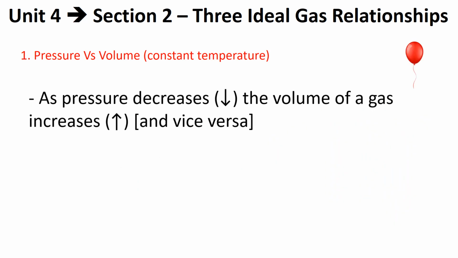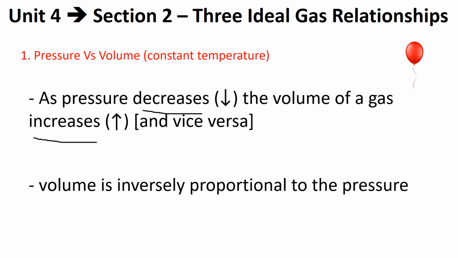So as pressure decreases, the volume of the gas increases. Again, note the keywords. As pressure decreases, volume increases, and vice versa. Let's just look at one of these scenarios here. So what this means is that volume is inversely proportional to the pressure. So the volume is doubling as we halve the pressure. The volume is tripling if we take one third of the pressure. They are inversely proportional. One goes up, one goes down.